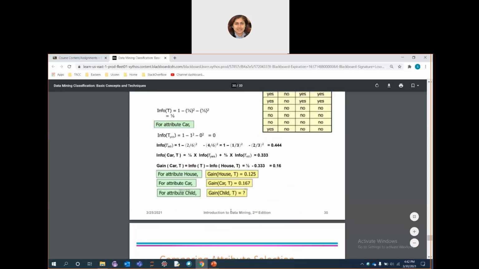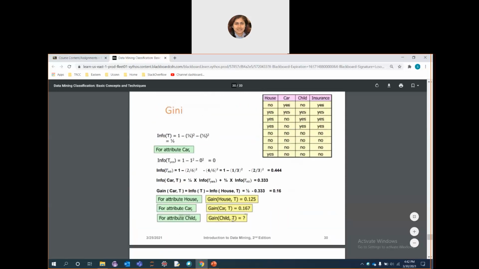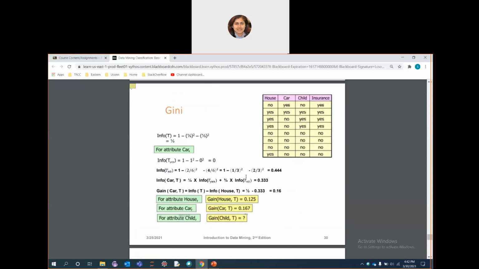Next, you try to find out what is the gain based on this attribute, that is child T here. Then you need to make the decision and just follow the first example of how we formed a decision tree, and see what will be the splitting criteria based on the highest information gain of the three attributes.